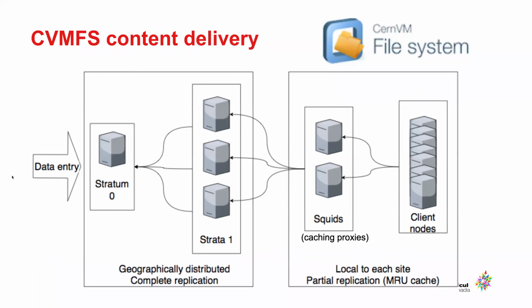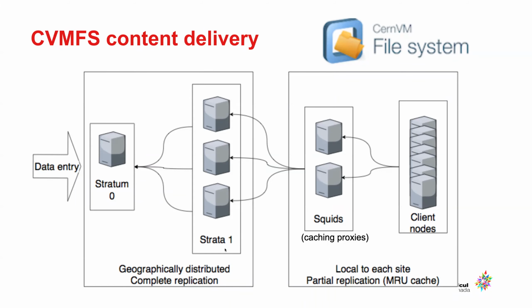So schematically, the way it works, we have the data entry point. Before that, we have our build infrastructure. That's a VM in the cloud somewhere. We build the software, and then we push to the stratum 0. We have one stratum 0. If that server goes down, the only thing it means is that we cannot push new software until it's back up, but it does not fail any of the readers.